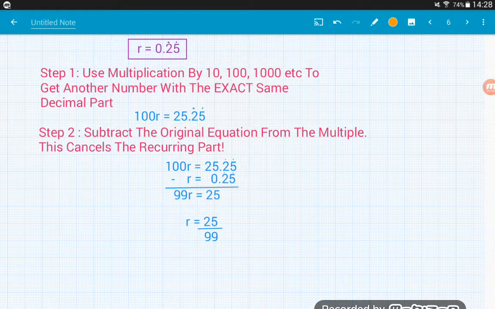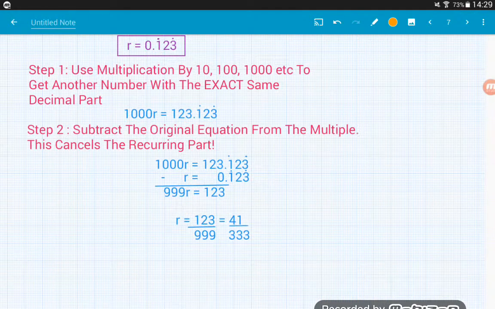And then as before, we do the subtraction of the original equation from the multiple of the equation. So 100r take away r will leave us with 99r equals 25. So again, we've lopped off the recurring part. And then finally, just do the division. r is equal to 25 divided by 99. Now you do want to be a little bit aware as to whether you can simplify these fractions at the end. All the ones that we've seen so far, we've not been able to simplify, but they do pop up.